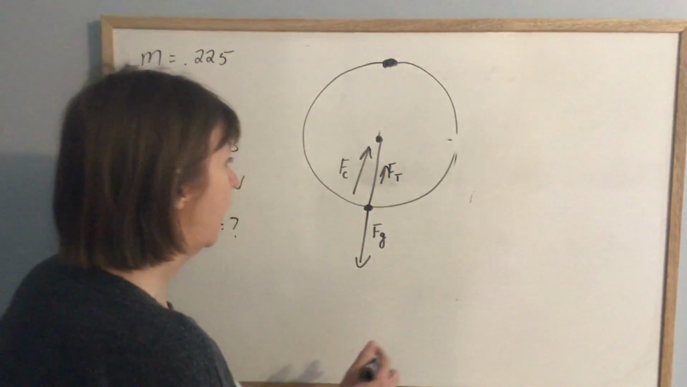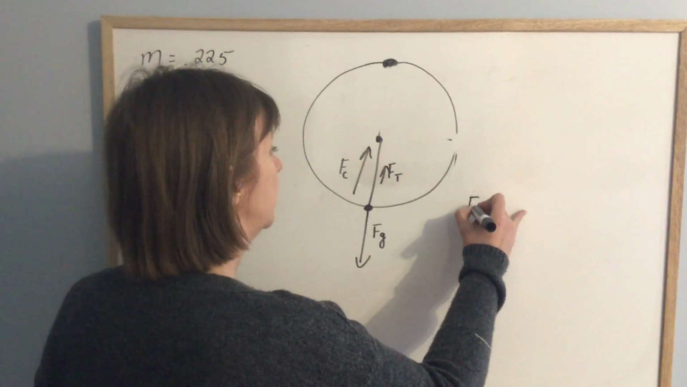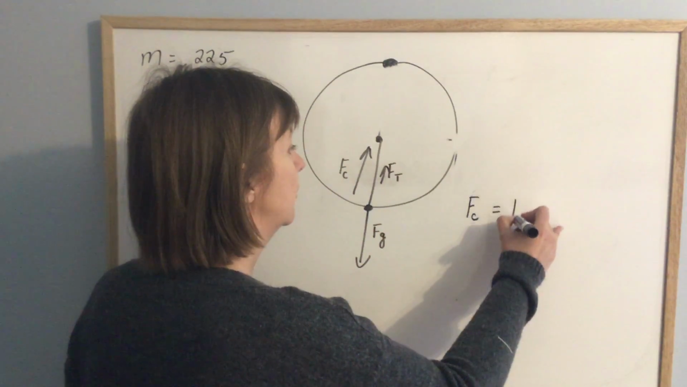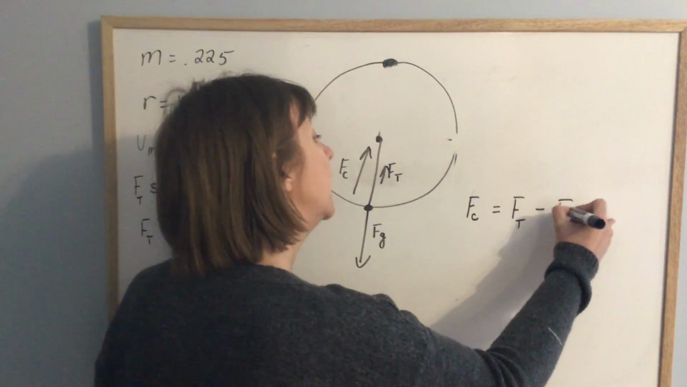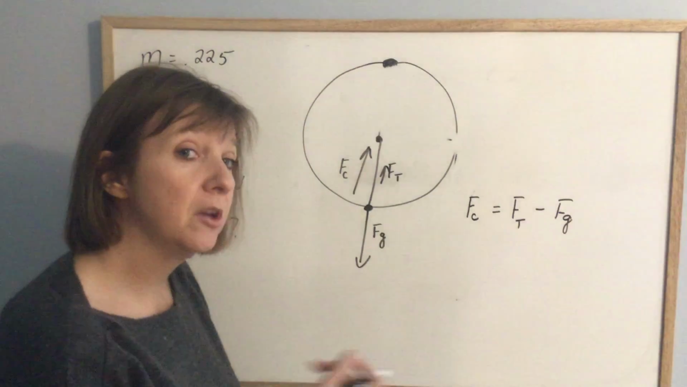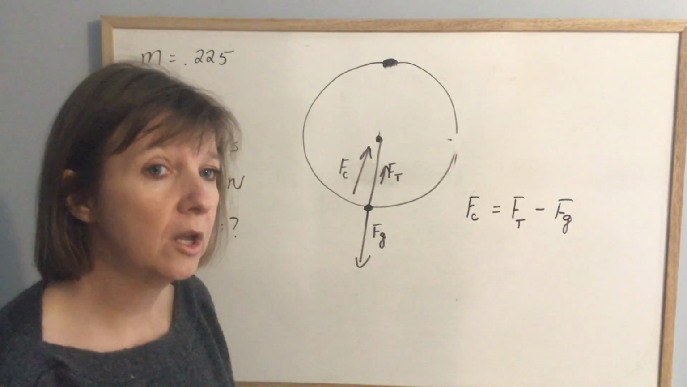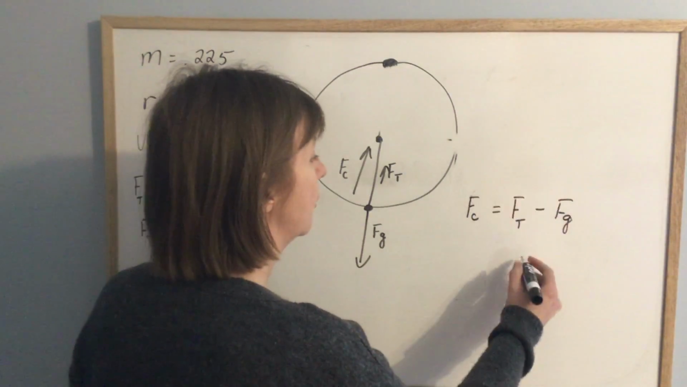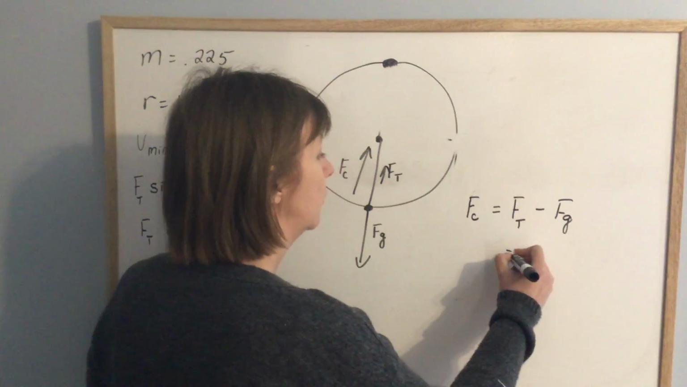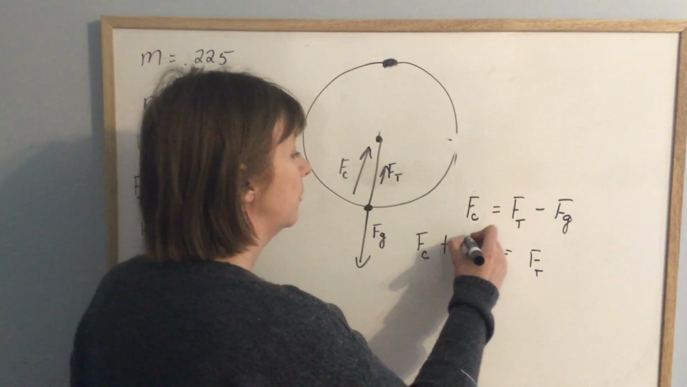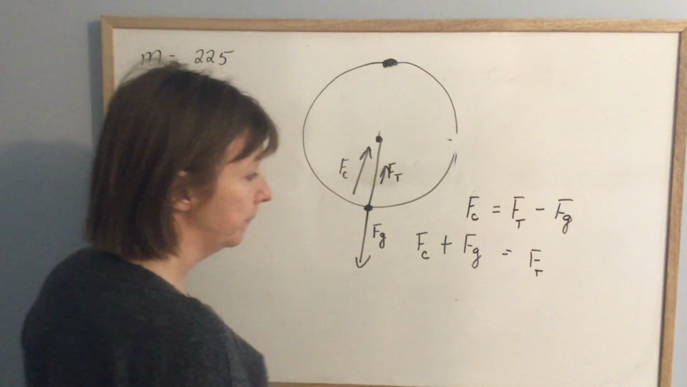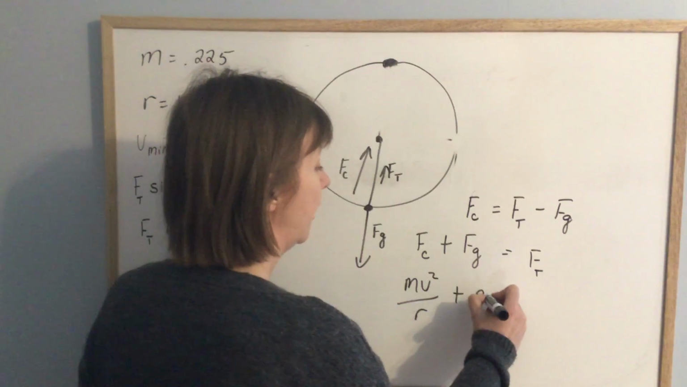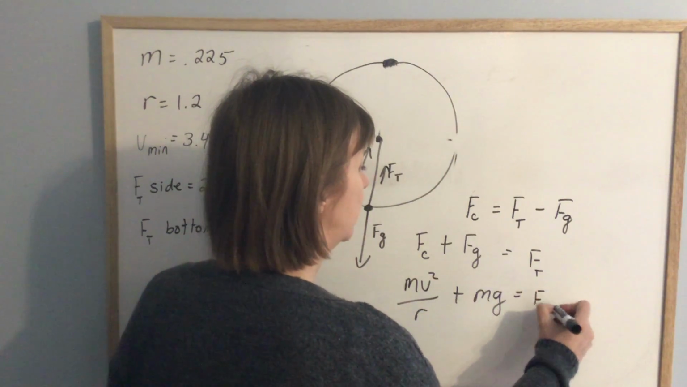So here's what I would say. I would say that my centripetal force is actually equal to my force of tension minus my force of gravity, because they're going in opposite directions. They're working in opposition to one another. So remember, I'm trying to figure out force of tension. So force of tension would equal my centripetal force plus my force of gravity. Centripetal force is mass times velocity squared over r. Force of gravity is mass times gravity, and that would equal force of tension.